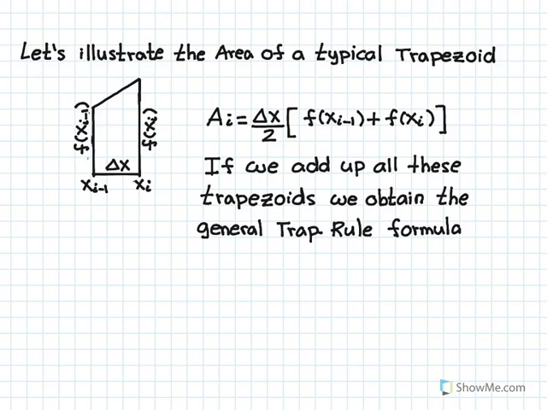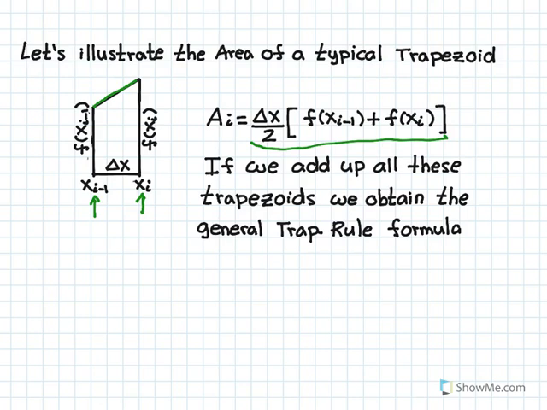All right, let's illustrate this with a diagram. So here we have a trapezoid. You can see how the function is evaluated at the left endpoint, and the function is evaluated at the right endpoint. And when we average them, we get a trapezoid. This is the top base of the trapezoid. And the area of this trapezoid is average height times the width. So it's going to be delta x over 2 times f of x i minus 1 plus f of x i. If we add up all of these trapezoids, we obtain the general trapezoidal rule formula.